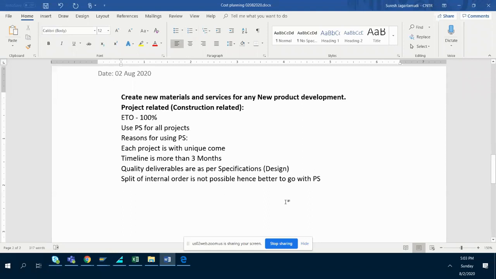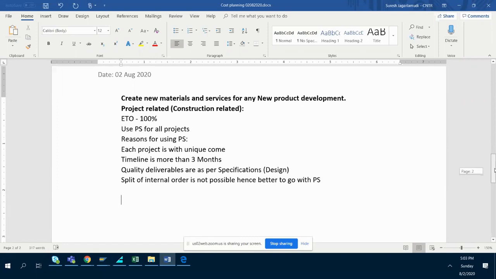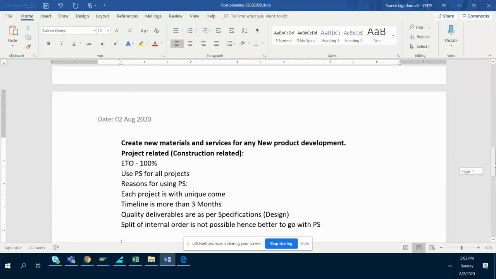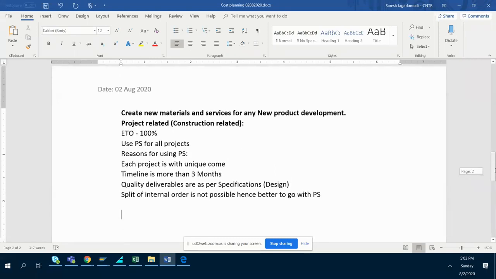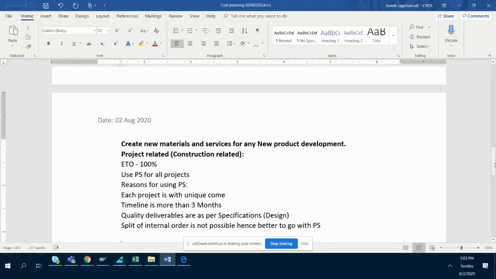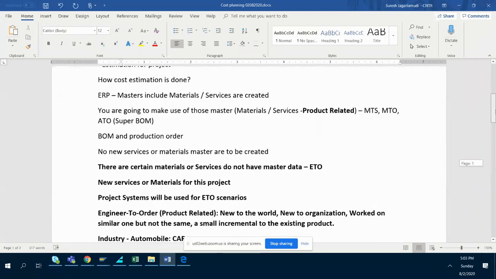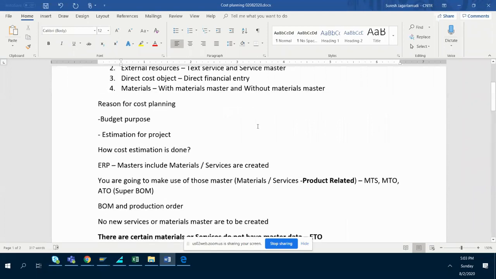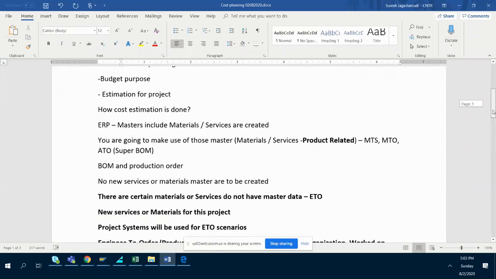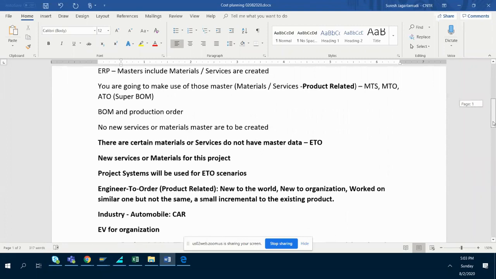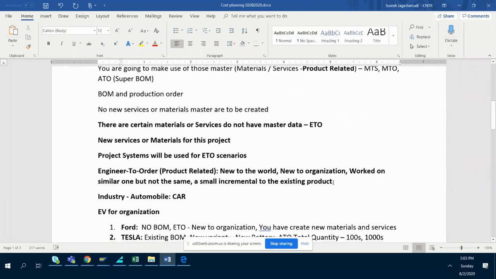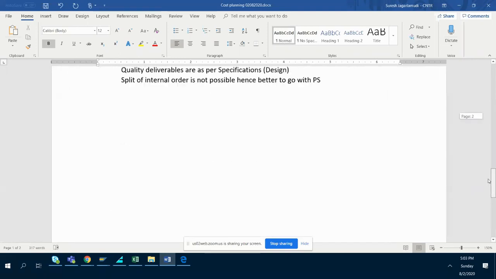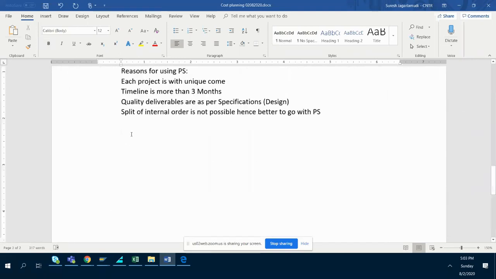Now, if you are very clear, let's go to the calculation part. If for all project related you go with project system, that means every time you are creating a new bill of material and new services. That's what I'm making very clear. ETO means it is new services and new materials. Even in the new product world, if you go with ETO, most of the time you create new products and new services. Simple. Now let's do the calculation. How are we going to make it?